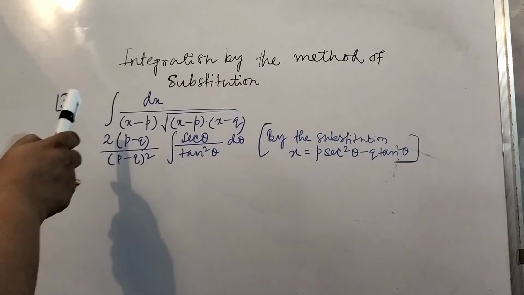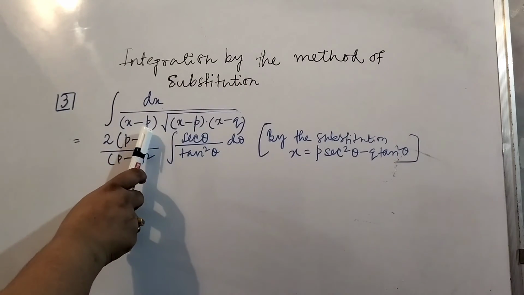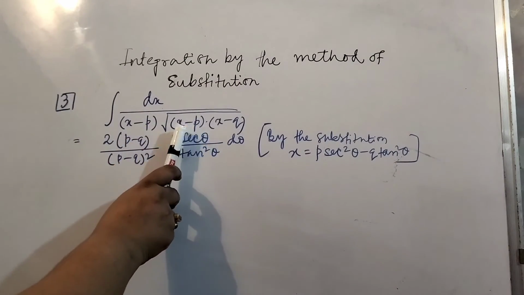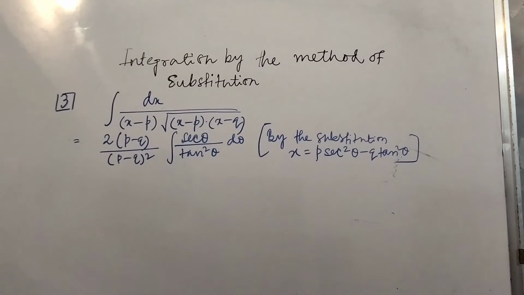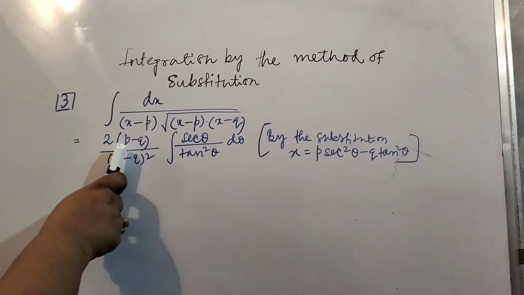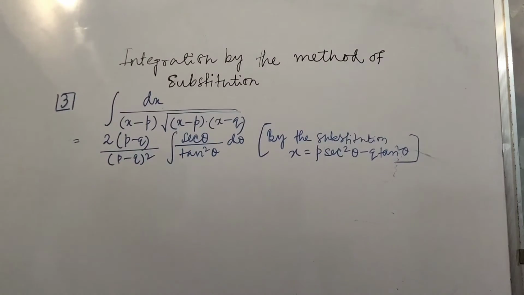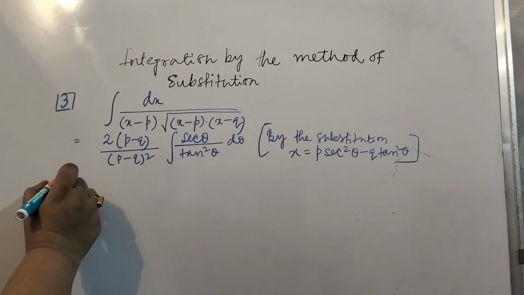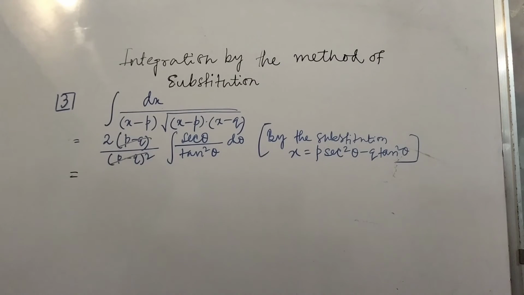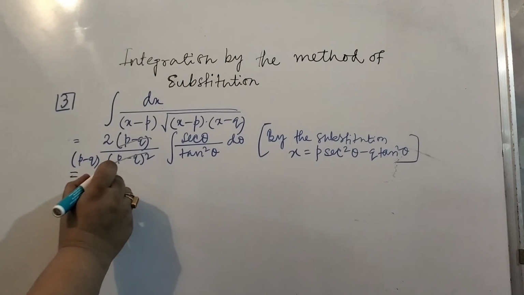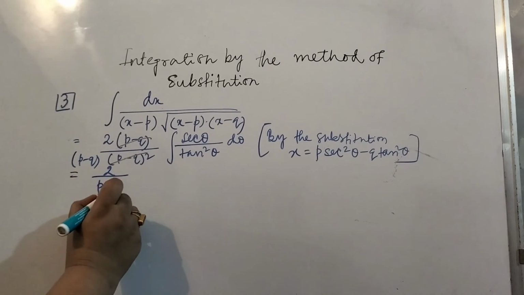So we have got integration dx by x minus p within bracket root over within bracket x minus p into within bracket x minus q is equals to 2 into within bracket p minus q by p minus q whole square integration sec theta by tan square theta d theta by this particular substitution. X equals to p sec square theta minus q tan square theta. Now here we get by p minus q, right?